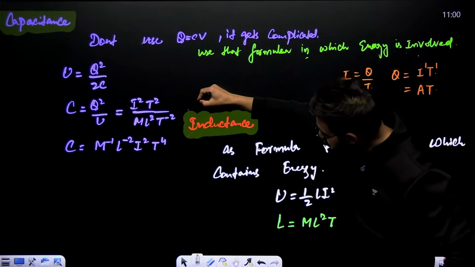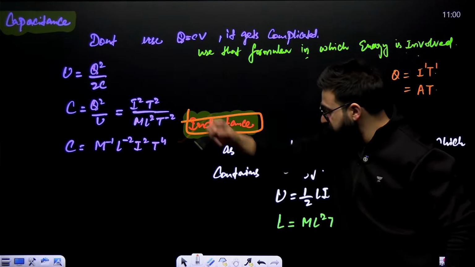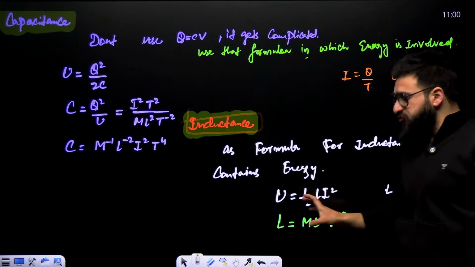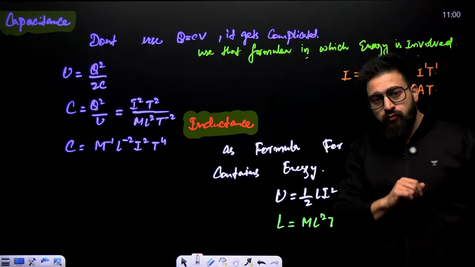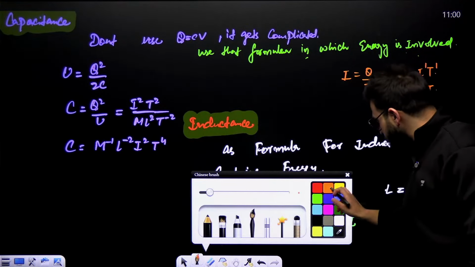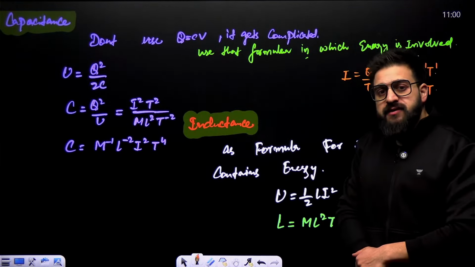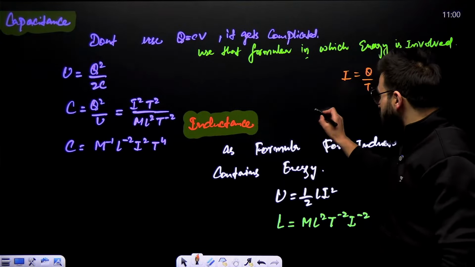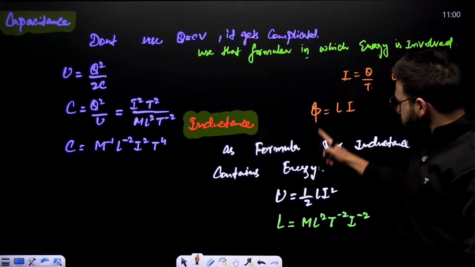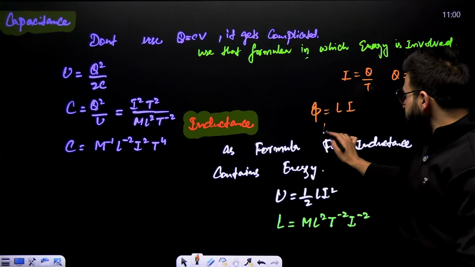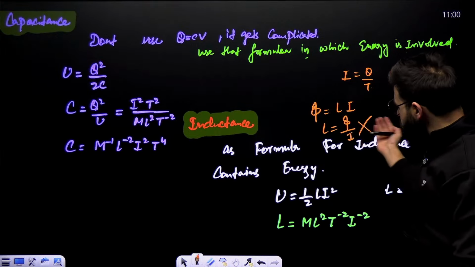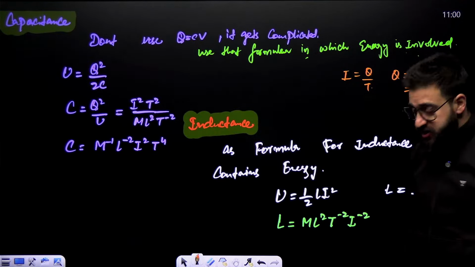Similarly, if somebody asks you to find the dimensional formula of inductance, now, my dear friends, take that formula in which energy is involved. In this particular case, I have shown you the formula: flux is equal to L into I, where I is current and phi is flux. L will be phi divided by I. But I say don't use this formula. Prefer that formula in which energy is involved.